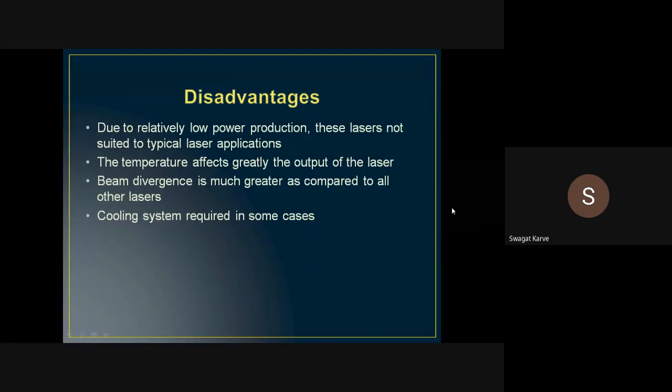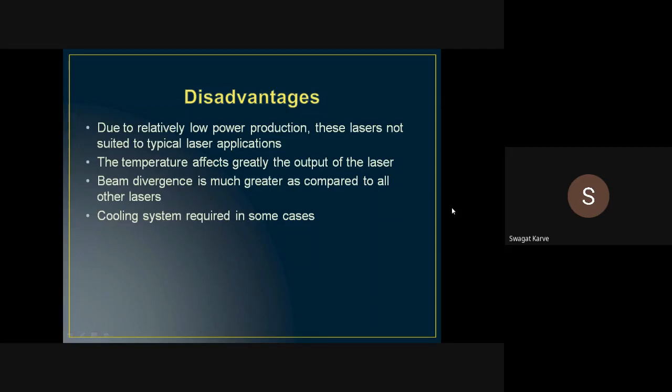This is again one of the disadvantages. A cooling system is required in some cases, right? As I mentioned, where you want a high power laser, there you want a cooling system. For a low power laser, a cooling system is not required, but in case of a high power throughput laser, you require a cooling system. In medical, you have different laser instruments to deal with operations, sonography, ultrasonography, all those things. There you require some sort of cooling system, because these lasers produce a tremendously high power output.